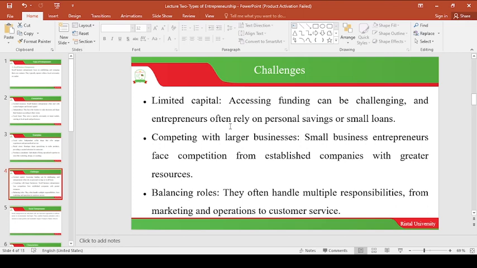Next challenge is balancing roles. They often handle multiple responsibilities, from marketing and operations to customer service. For example, if you are making chapati by the roadside, you are responsible for making sure that chapati is available at all times. You are responsible for making sure that the chapati are sold to the customers. You are responsible for any other activities related to chapati making. So it becomes very inconvenient for the owners of small scale businesses to manage their businesses. So these are some of the challenges facing small scale business entrepreneurs.